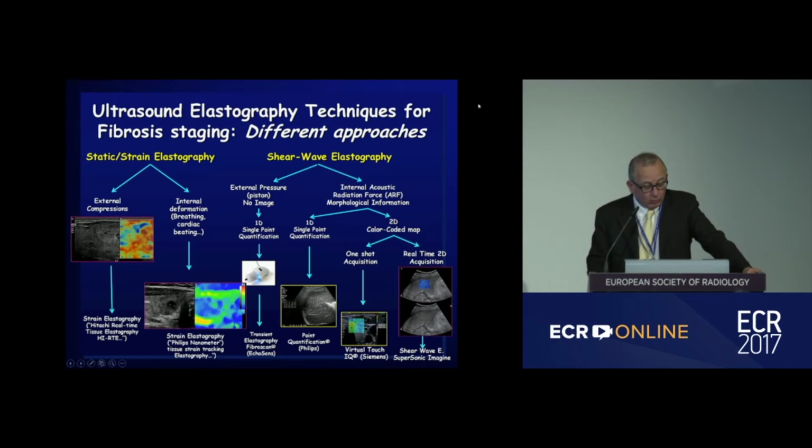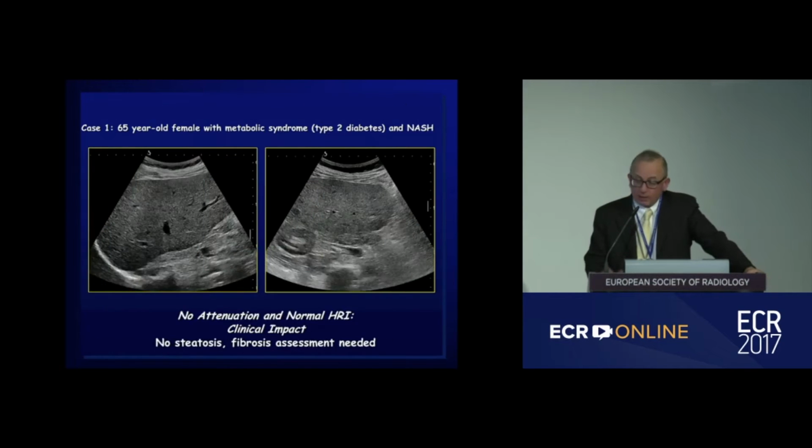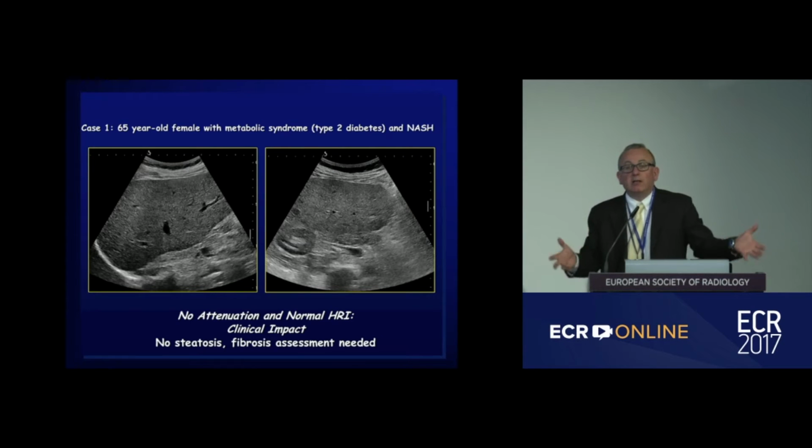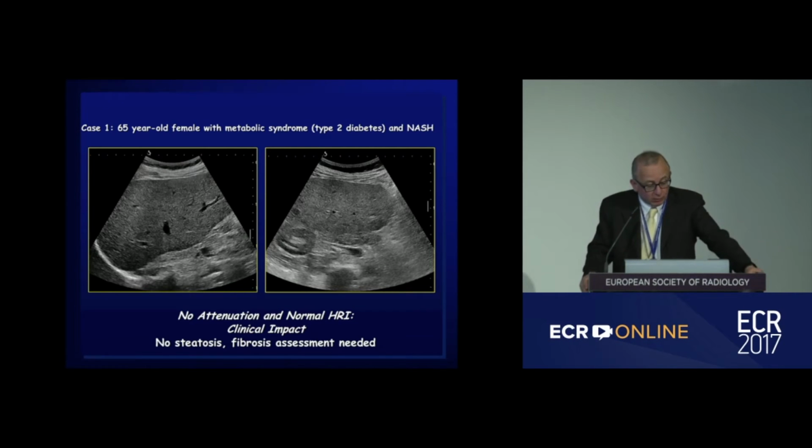Basically, for liver and mainly for tissue, quantitative assessment of the stiffness can be achieved with shear wave elastography, and these techniques have been validated for fibrosis estimation, as has been shown in the previous talk. So my purpose is really to show you clinical cases from real life. Some of them will have very nice imaging, some of them less good, but this is really what we can get. So this is first a patient, a lady coming with a metabolic syndrome and some kind of NASH.